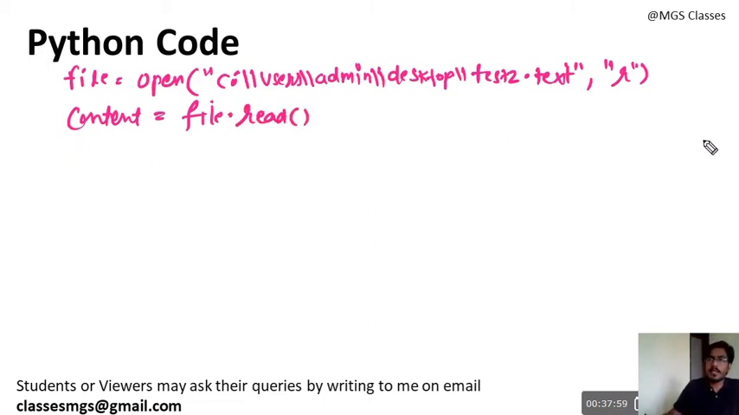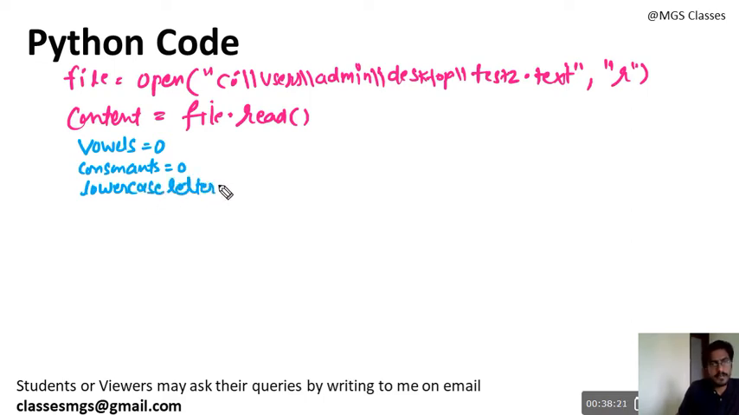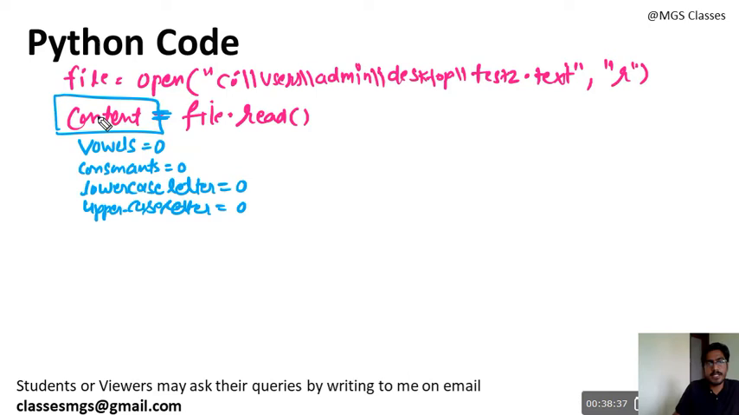Now we will create the four count variables. Let's suppose vowels will be 0, consonants 0 initially, then lowercase letters, let me write it in complete, equals to 0, and uppercase letters 0 initially. Now we will write the for loop to read the content.